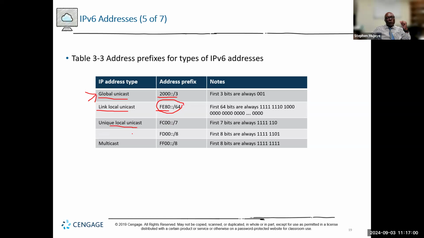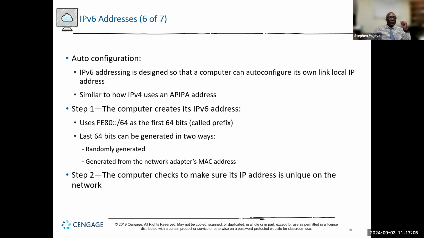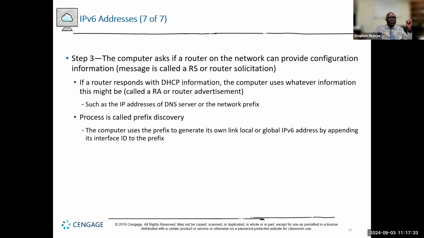FC00 is unique local unicast. We have multicast that can be used. You can also have auto configuration with IP version 6. The computer can assign itself its own IPv6 address, and that's usually done by taking the MAC address, because a MAC address is a unique address. You can take that MAC address and create the IPv6 address based off of it.